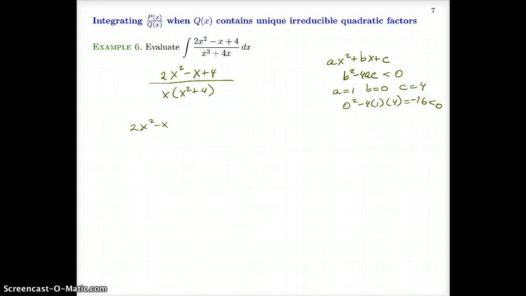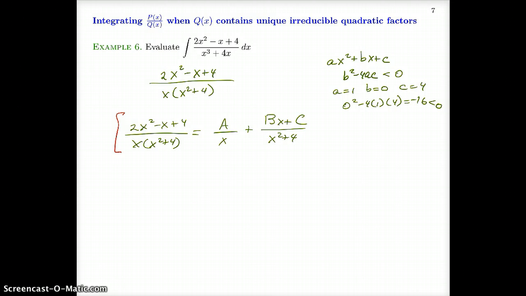Okay, so what do I do? How do I set up the partial fraction decomposition in that case? Well, the x is fine. The x leads to a partial fraction of the form a over x. And for the x squared plus 4, we're going to have in the numerator, instead of just having a number, a linear factor. So bx plus c is what we want to put in the numerator. Okay. So it's very important that you set up the correct form of the decomposition.